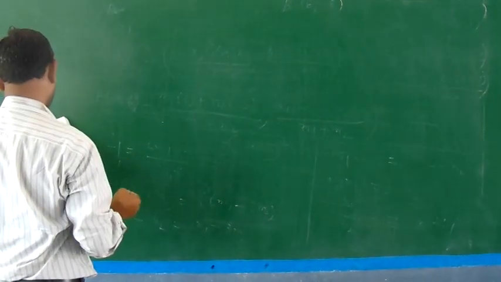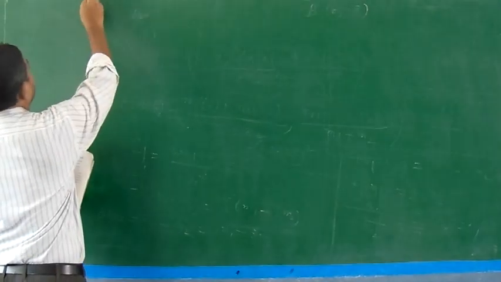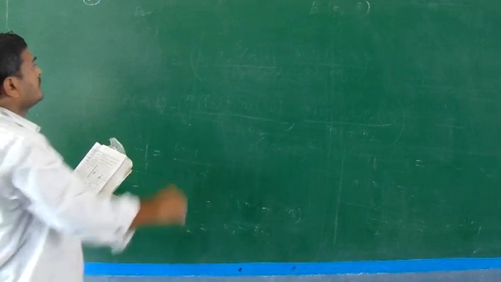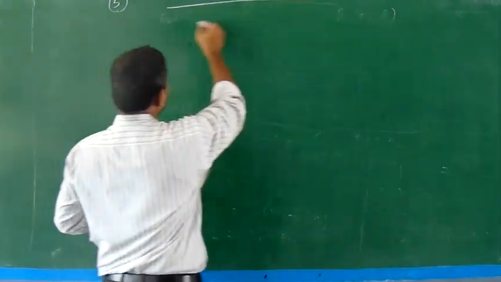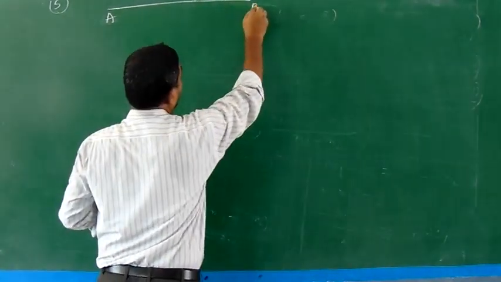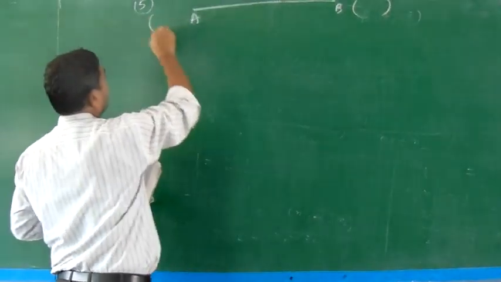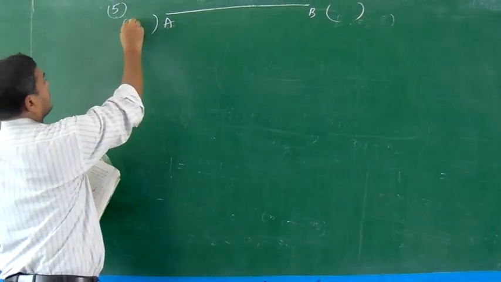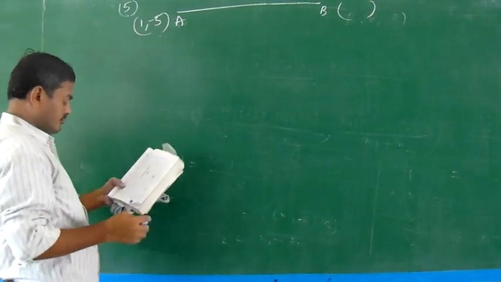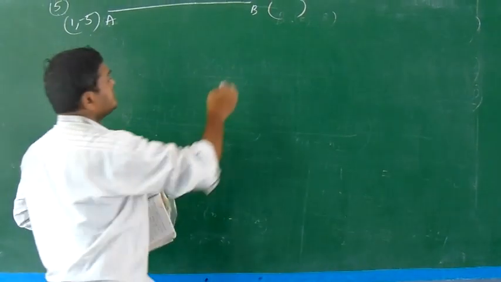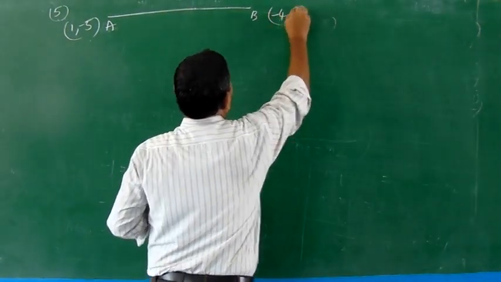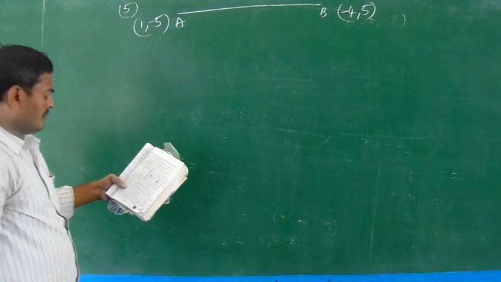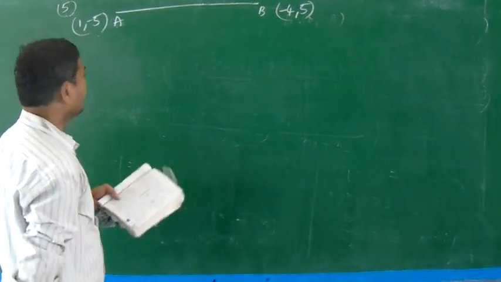Now, a point on the x-axis. Question number 5. Here also, what are they asking? Find the ratio. They have given AB. What is A? A is 1 comma minus 5. B is minus 4 comma 5. They are asking to find the ratio.